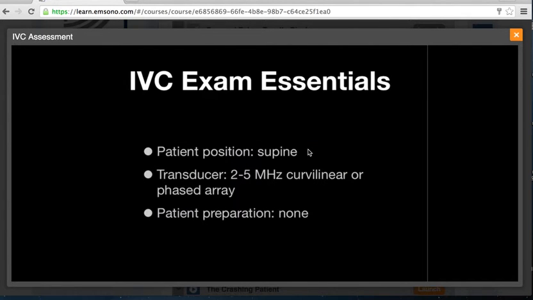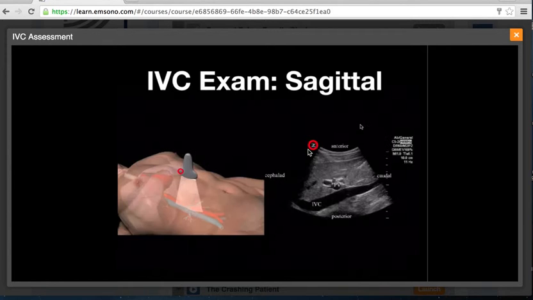So let's now look at some of the exam essentials. To measure the inferior vena cava, you're going to want the patient in the supine position. You'll use the 2 to 5 megahertz curvilinear or phased array transducer, and in terms of patient preparation, none is required. Here is a sagittal view of the inferior vena cava. It's going to be obtained by placing the transducer to the right of the midline in terms of the patient's anatomy. So you're going to go towards the patient's right in a sagittal plane, indicator directed towards the patient's head, and that will give you this image here, anterior, posterior, head, foot, and here you can see the inferior vena cava going from proximal to distal.